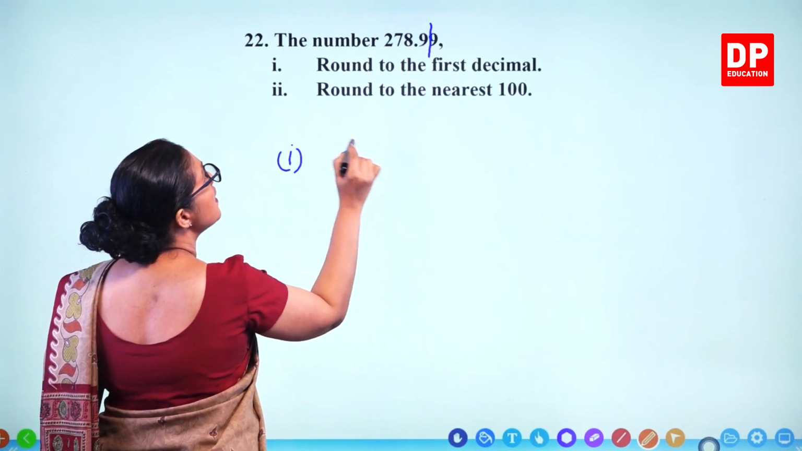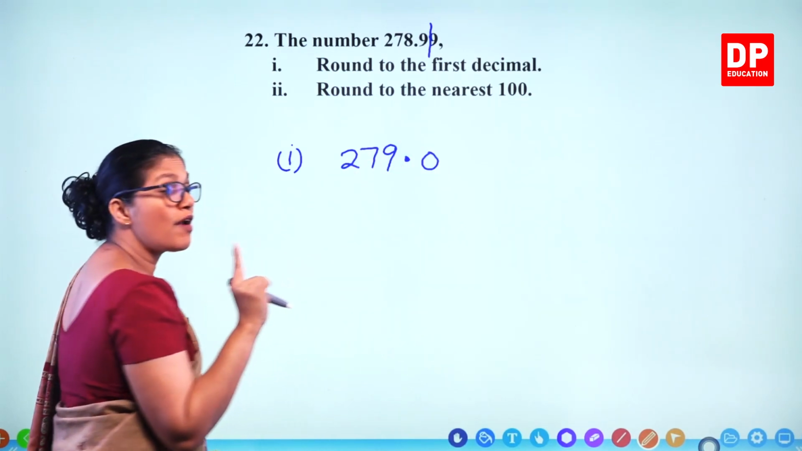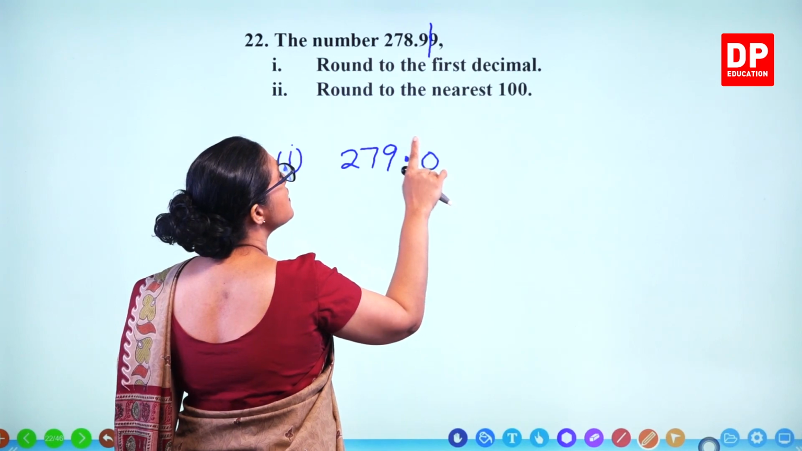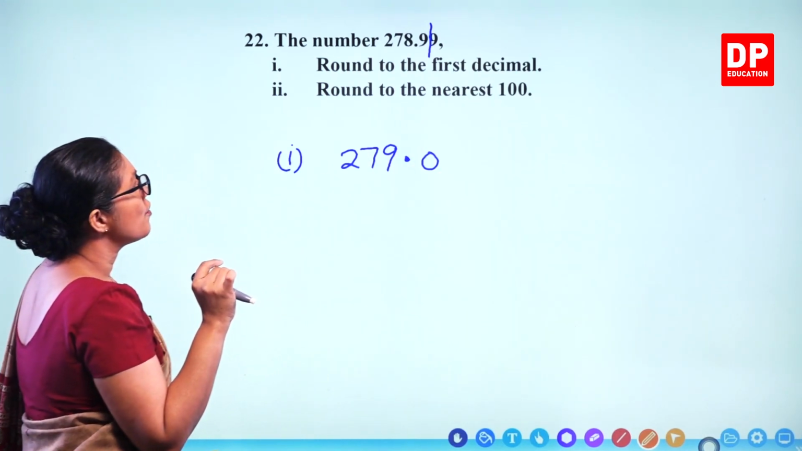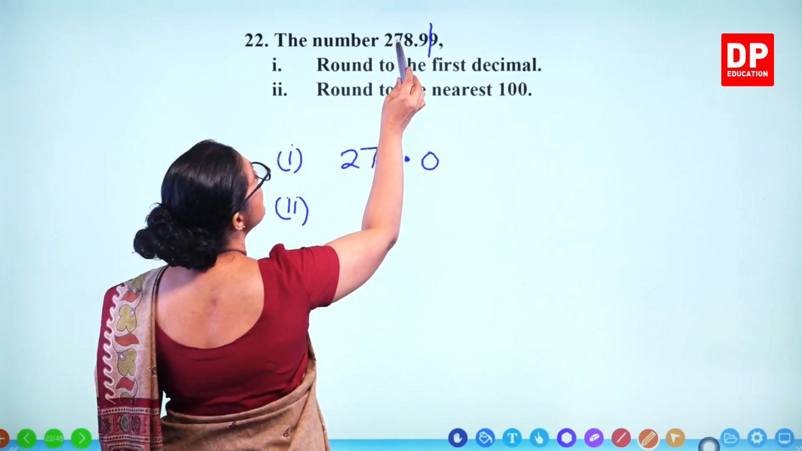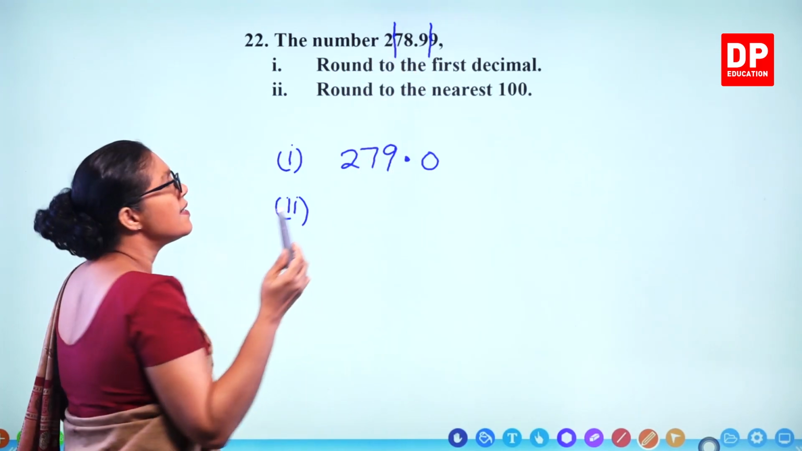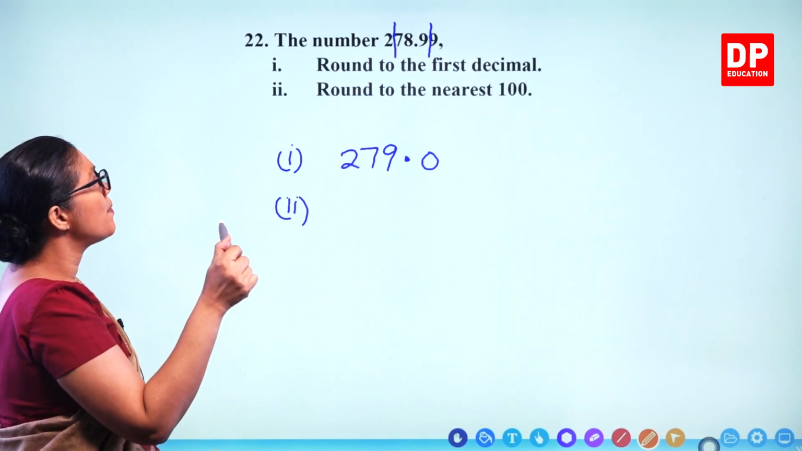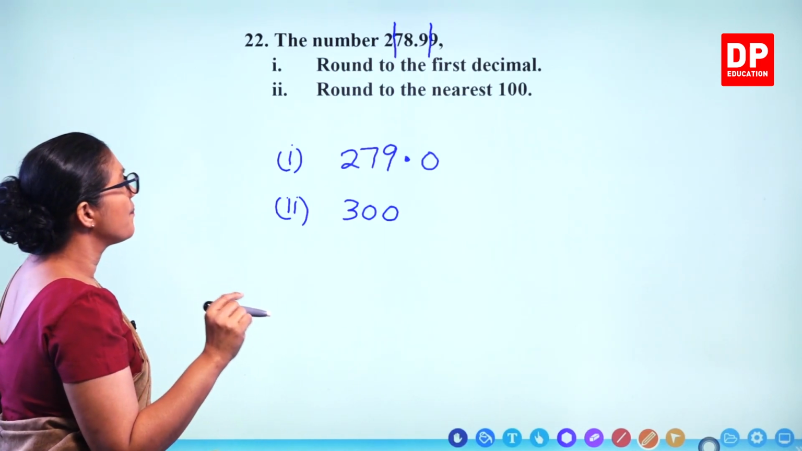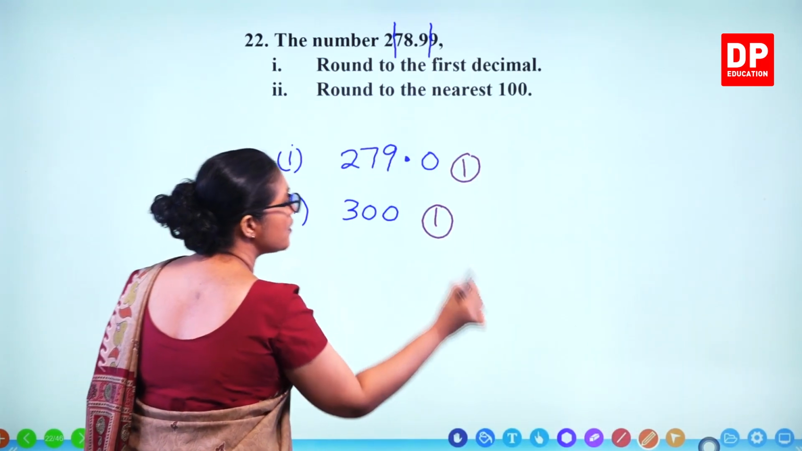So it's 279.0. You have to write down this 0, otherwise wrong, because this is asked to round it to the first decimal. So you have to put 0 there. Then the second part, round to the nearest hundreds place. So this is units, the tens and hundreds. So you have to think about 7. 7 is more than 5. You have to add 1 to the previous one. So 300 is the value nearest to the hundreds place. So you get 2 marks, 1 for each. 1 mark here and 1 mark for this one.